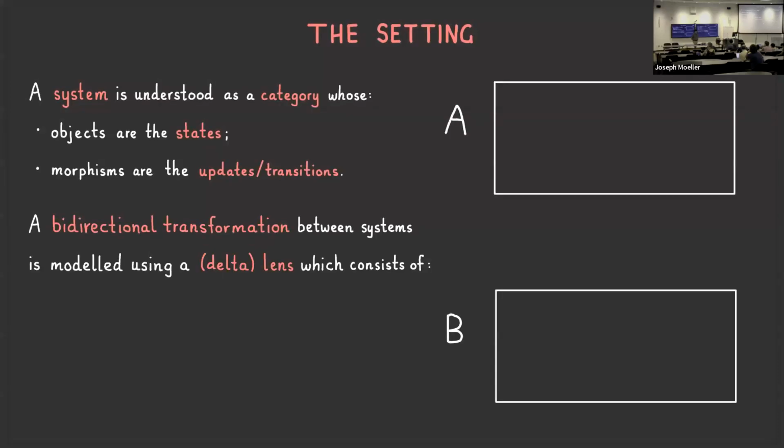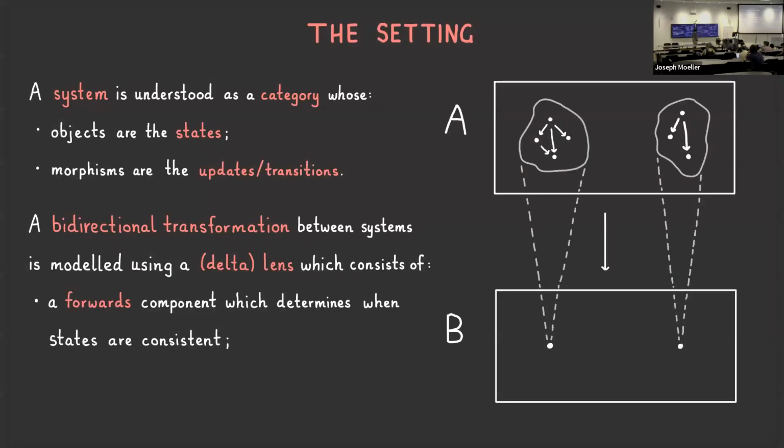Okay, and so if we have a pair of systems A and B, we can talk about this notion of bidirectional transformation between the systems. So it's something that goes forwards and backwards. In this talk, I want to model these bidirectional transformations as delta lenses. Like all kinds of lenses, these consist of two parts. First is the forwards component. What this forwards component does between the systems is it determines when states of our system are consistent with each other. Okay?